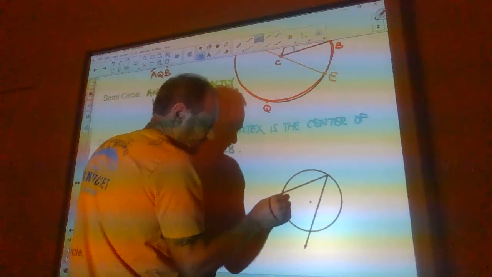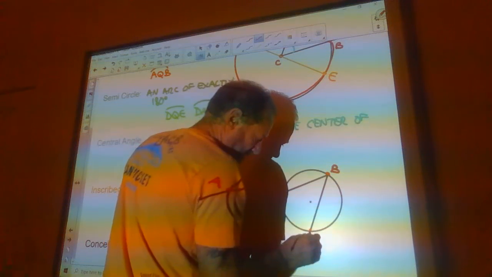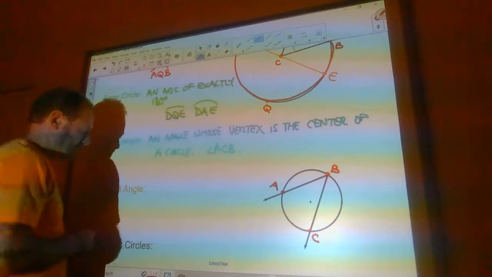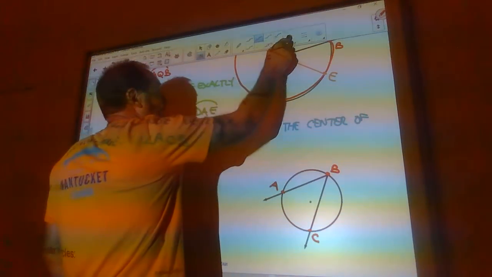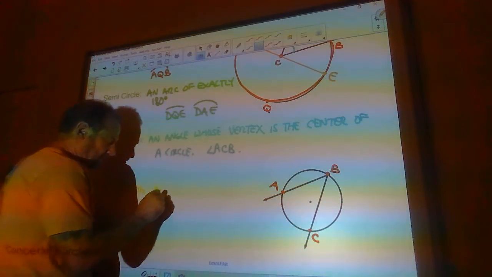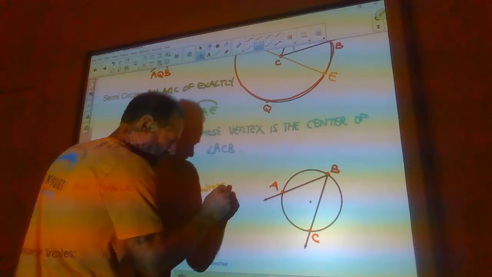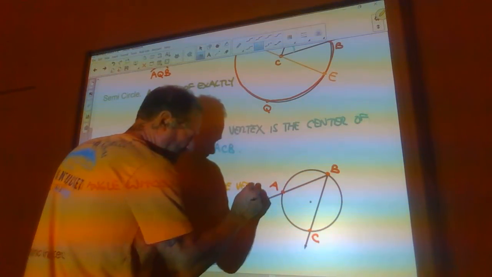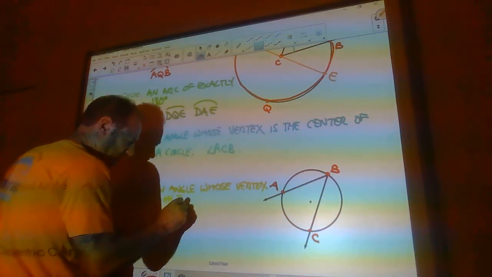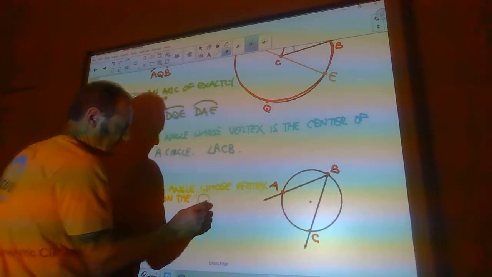So if this is A, B, C, notice that the vertex of this angle is on the circle. So an inscribed angle is an angle whose vertex is on the circle. Oops. Can't spell today.